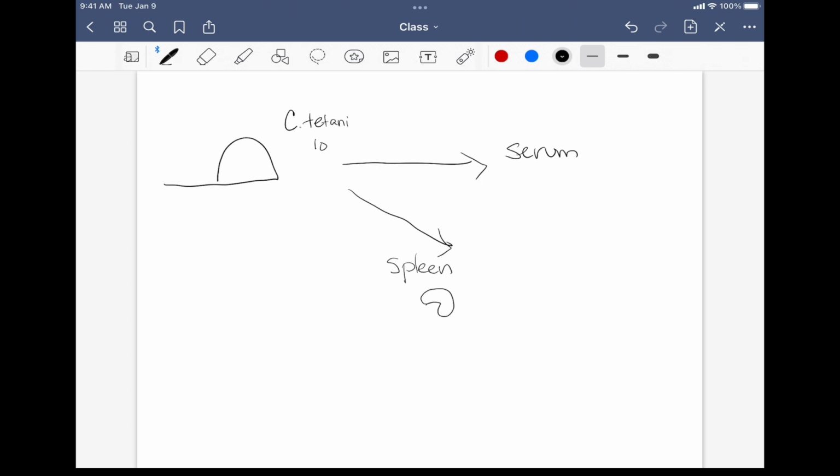So they took either this serum from the Clostridium tetani exposed mice or the spleen from these exposed mice and transferred them into new mice. This is known as an adoptive transfer experiment. Immunologists do stuff like this all the time. Now these mice had either the cells or the serum from the protected mice. And these mice were then challenged with the high dose of Clostridium tetani.